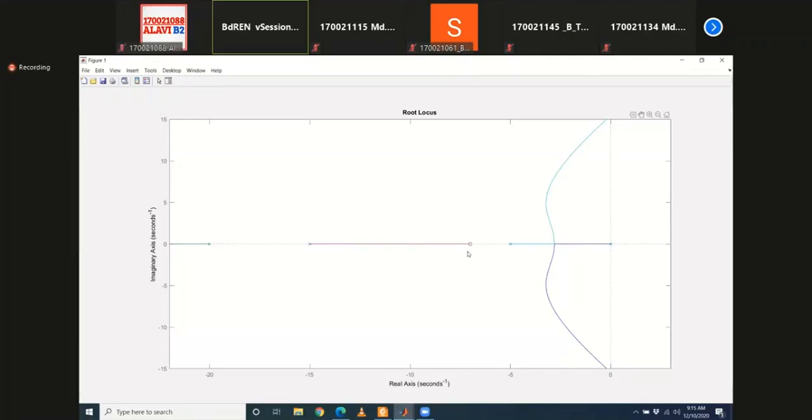Can anyone tell me? We have 4 poles and 1 zero, but the poles should all move towards the zero, right? According to the root locus definition. So where will we get the 3 extra zeros?